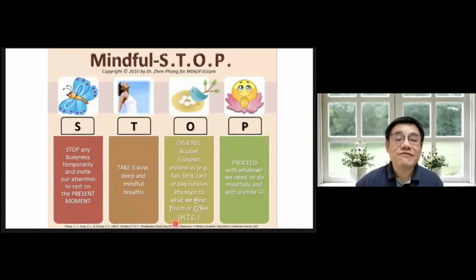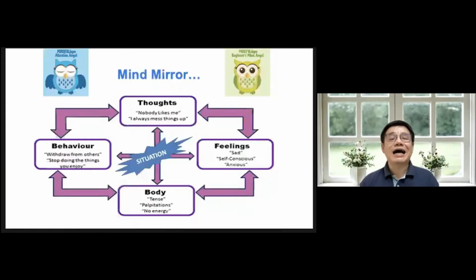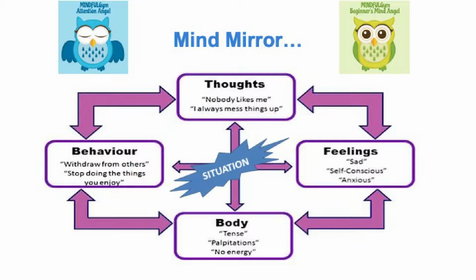If you want to increase your awareness further, then you can use the mind mirror principle. Mind mirror helps us to be aware of more things. Instead of just generally how the mind feels and how the body feels, we can be aware of our stressful thoughts, our stressful feelings, stressful behavior, and our stressful body. That's the way to remind us to be aware of how our mind and body feel.